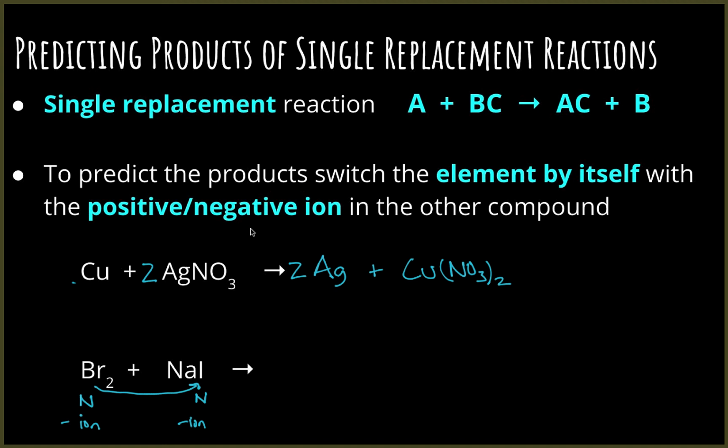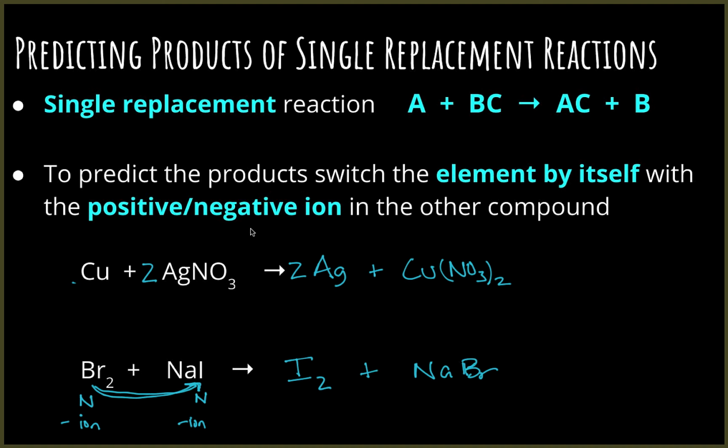So that means iodine is going to come out by itself. And remember, iodine is one of our diatomic elements, so it's always going to have a 2 with it. It's not just going to be I by itself. And then the sodium is going to combine with the bromine. And again, this goes second because it has that negative charge. So sodium's a +1, bromine's a -1, so +1 -1 would give us NaBr.